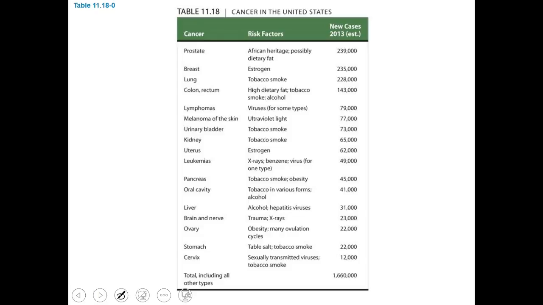Oh, look, here are some other things that you might look up that might be helpful for that thing that I asked you to do. But here are some other cancers and how many new cases we have. Notice we have a ton of prostate cancers, breast cancer, lung cancer, and colon cancer. It goes down from there, but there's still a ton of cancers. And you notice their risk factors. A lot of it's tobacco smoke, tobacco smoke, tobacco smoke. So we really have to avoid that one to reduce our risks.